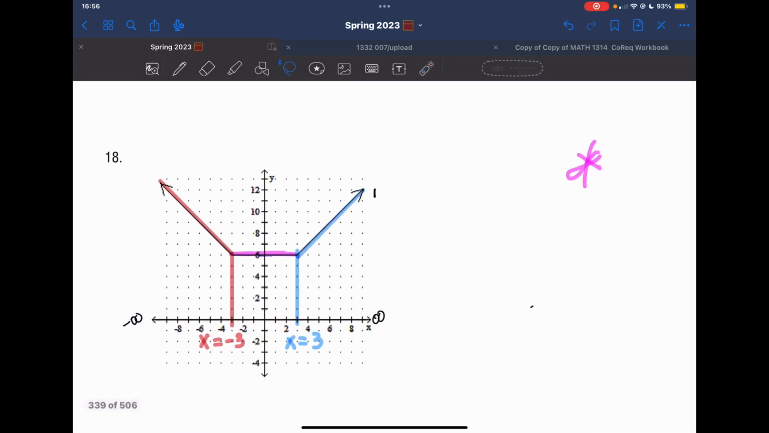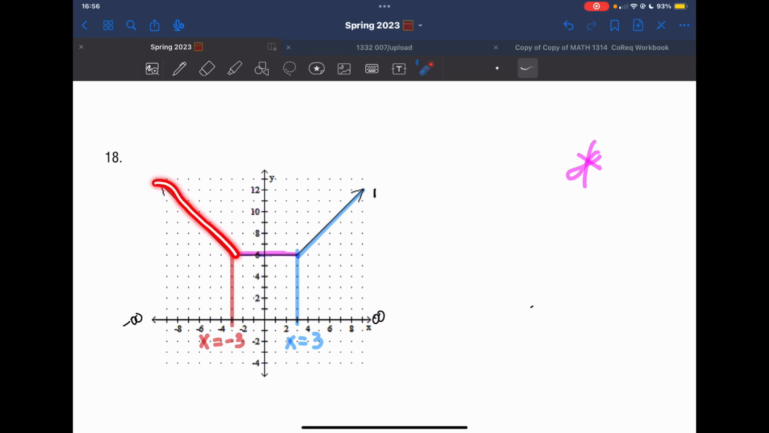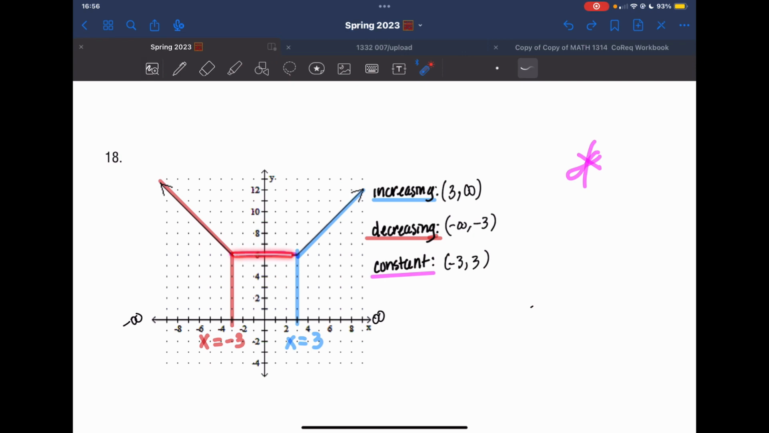Next, intervals of increasing and decreasing. We only are concerned with what's happening on the x-axis, and everything's going to be in parentheses. So we're just looking for intervals of increasing and decreasing. It's decreasing when it goes down, it's constant when it's flat, and it's increasing when it goes from small to larger, up the hill. Down the hill is decreasing, constant when it's flat, up the hill is increasing. So increasing from 3 to infinity, decreasing from -infinity to -3, and then constant from -3 to 3.